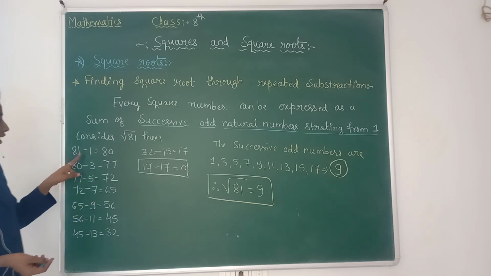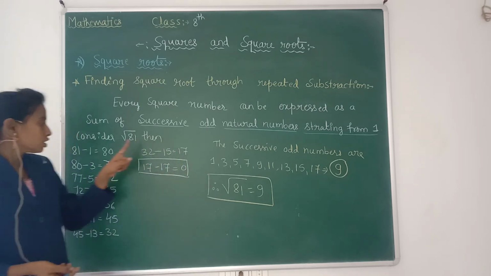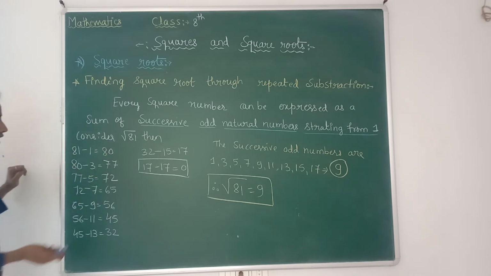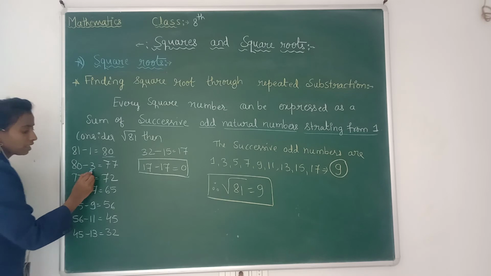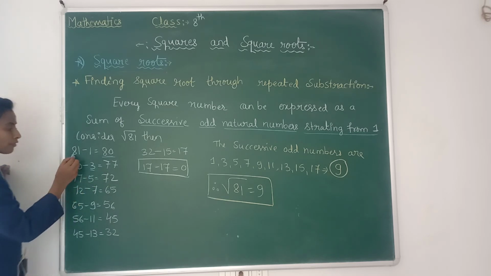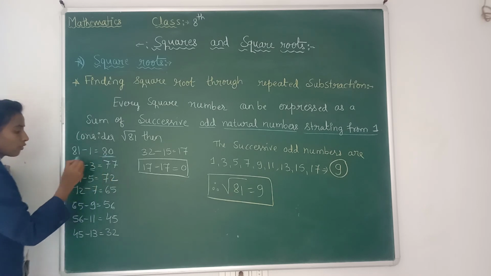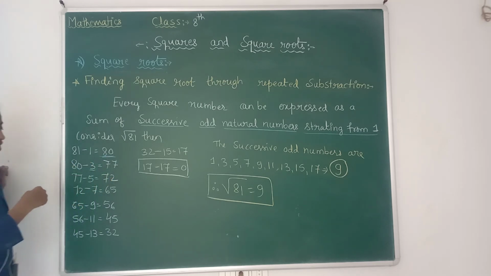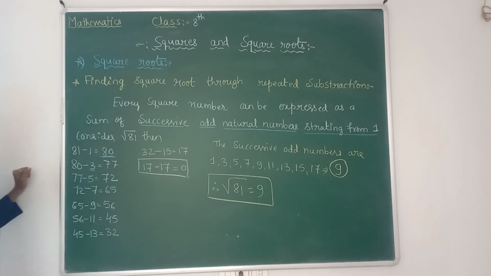That is 81 minus 1. The first odd number is 1. So 81 minus 1 is 80. With that result, 80, in that only you have to subtract the next odd number, not from 81. Whatever result you get, from that result you have to subtract the next odd number, that is 3. 80 minus 3 is equal to 77.